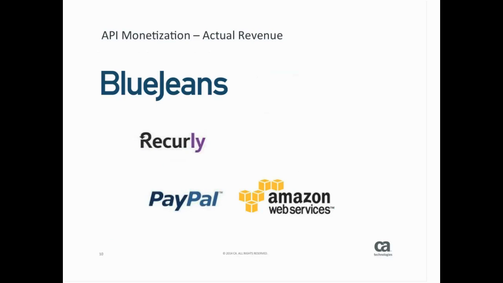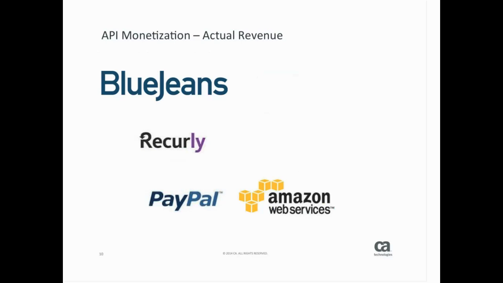So actual revenue. These are companies that have APIs that actually tie directly to revenue. BlueJeans is a cloud-based video conferencing company that released an API for developers to include video conferencing in their application. The consumer of the app pays BlueJeans directly for actual time used with that API. The developer gets added value to his or her app at no cost to him. Recurly, a great cloud-based billing solution. Again, the developer provides added value to his or her app by allowing online billing, and the consumer of the service only pays for actual usage.